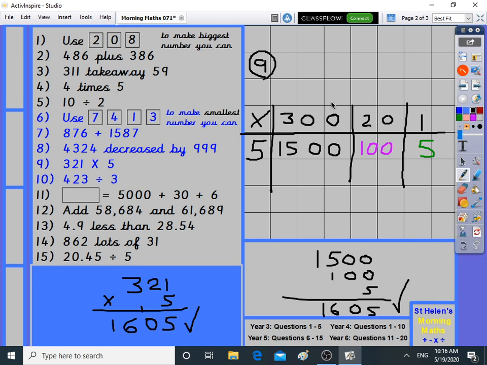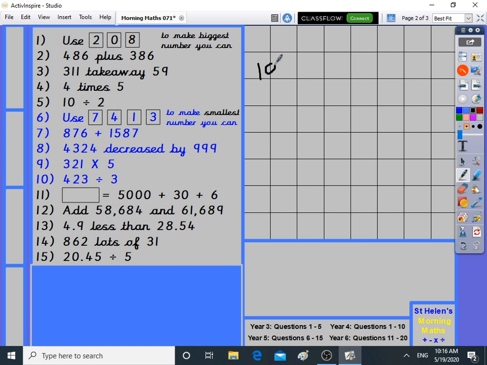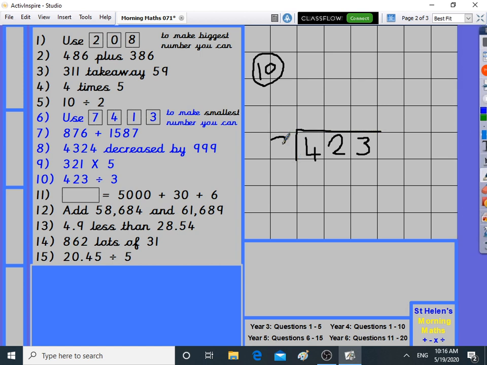Question 10. Bus stop for 423 divided by 3. So division is sharing, isn't it? But it would take a long time to share out 423 little counters or little circles. So instead we use the bus stop method, which is like a shortcut to doing all that. We're still asking ourselves, how many 3s can I get from 423? We're still doing that. So how many 3s fit into 400? Or how many 3s fit into 4?